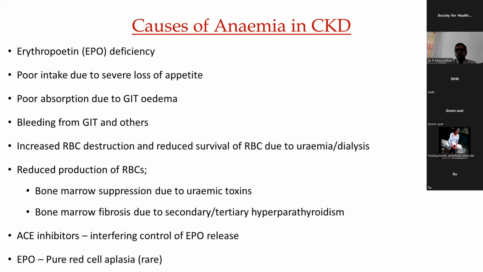Hemolysis through the dialysis machine is a very, very rare condition. Uremia can also cause bone marrow suppression. When they go into secondary or tertiary hyperparathyroidism, there is a possibility of bone marrow fibrosis, especially in advanced end-stage CKD patients. There may also be interference with erythropoietin release when we give ACE inhibitors to CKD patients, which is a rare possibility. And whenever we give regular erythropoietin, there is a very rare chance of the patient developing pure red cell aplasia. That should be considered last, after excluding all other possibilities.